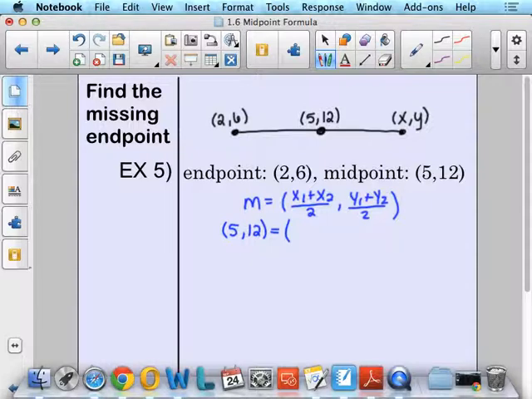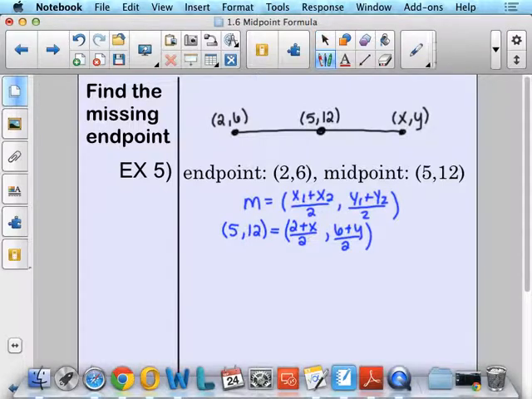So if we look at our two endpoints, one of the X values is 2. The second X value we don't know, so that's just X, and that's both divided by 2. If we look at the endpoints again, we know one Y value is 6. The second Y value is just Y. Okay, so from this we need to solve for X and Y.